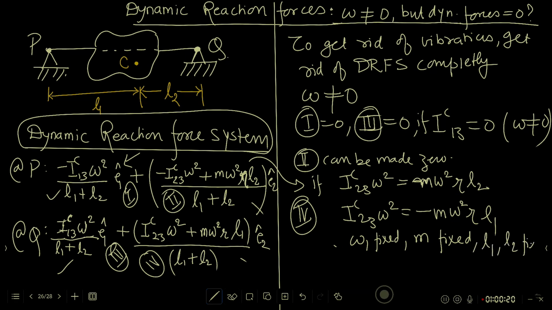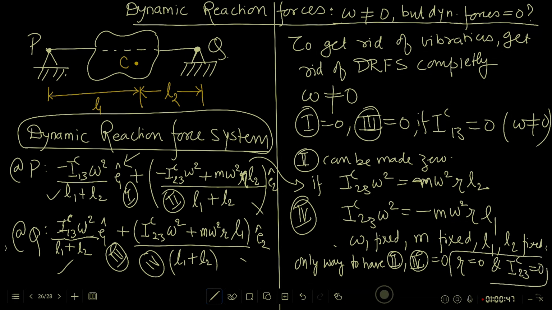The only way to have both 2 and 4 be 0, you can verify, will happen only when R is 0 and IC23 is 0 independently. So how many conditions do I have? I have 3 conditions identified: IC13 equals 0, IC23 equals 0 and R equals 0. These are the necessary and sufficient conditions for having a balanced rotor.